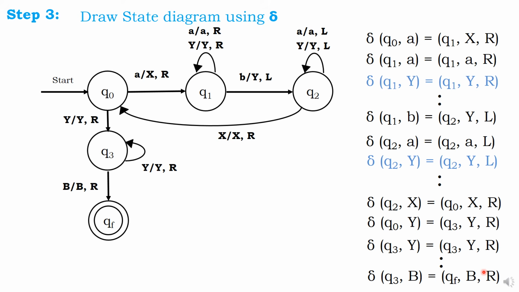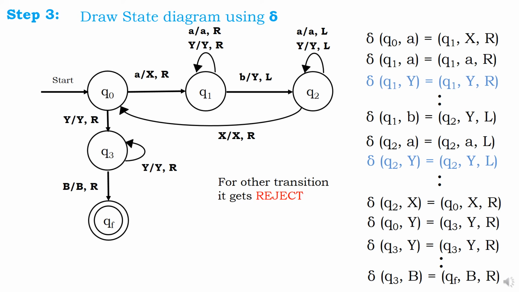Done. In case any of the states is not doing work, if there is a mismatch, then it will reject. Anyhow, that is the conclusion. This is the state diagram for your Turing machine A power n, B power n.